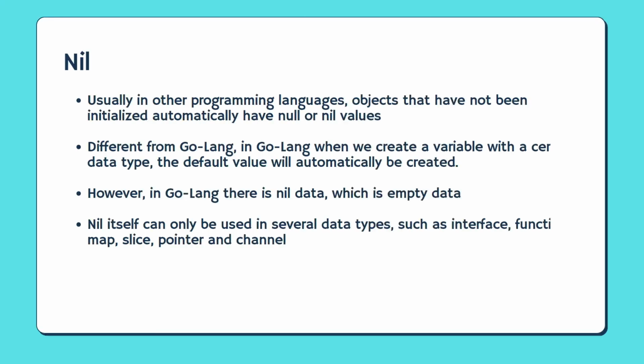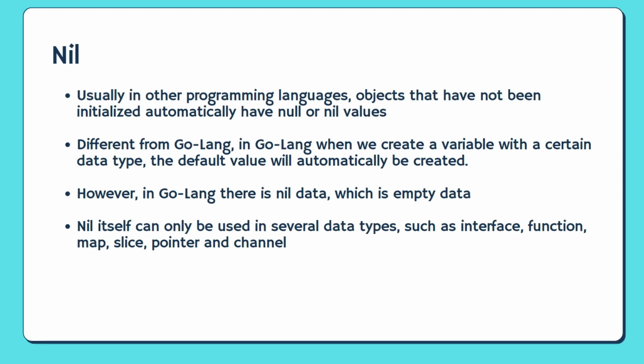Nil. Usually in other programming languages, objects that have not been initialized automatically have null or nil values. Different from that, in Golang, when we create a variable with a certain data type, the default value will automatically be created. However, in Golang, there is nil data, which is empty data. Nil itself can only be used in several data types, such as interface, function, map, slice, pointer, and channel.